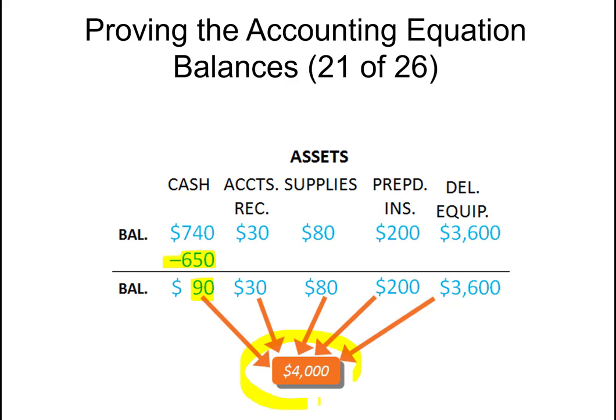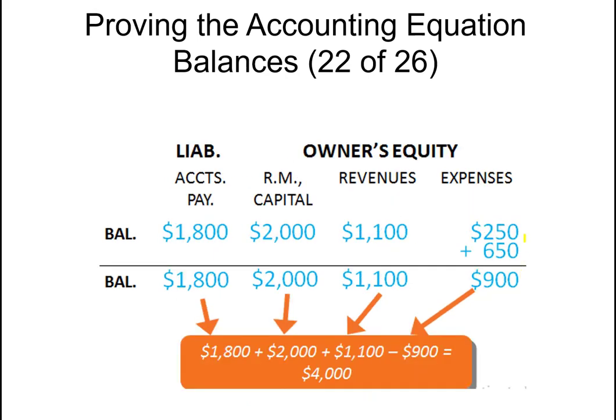So the total asset is now $4,000. Let us look at our liability and equity side. Previously, our expense is 250, and now we have an additional expense, wages, 650. So the total expense is 900. Our total liability is 1,800.